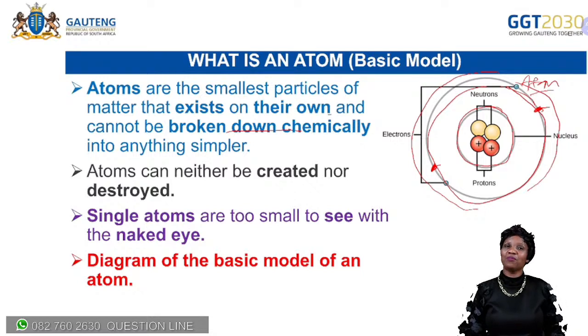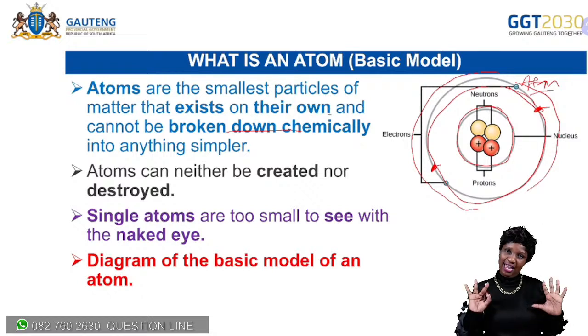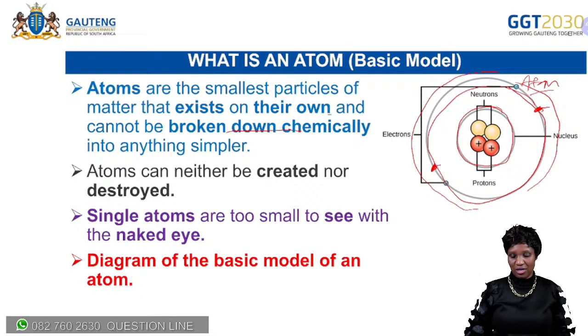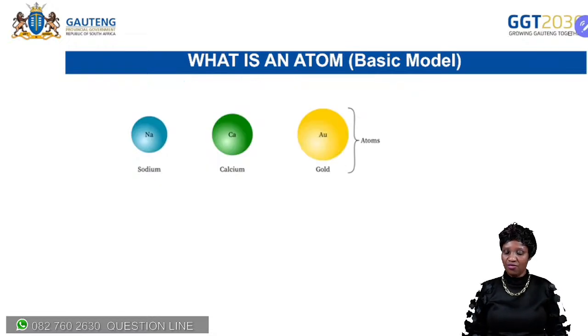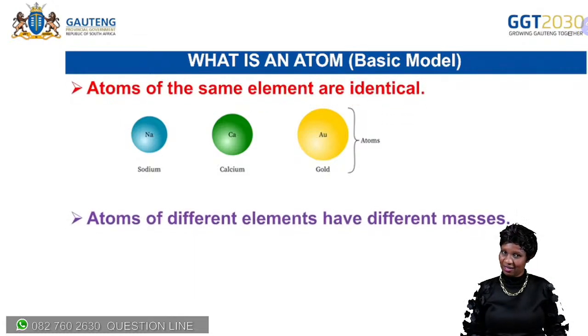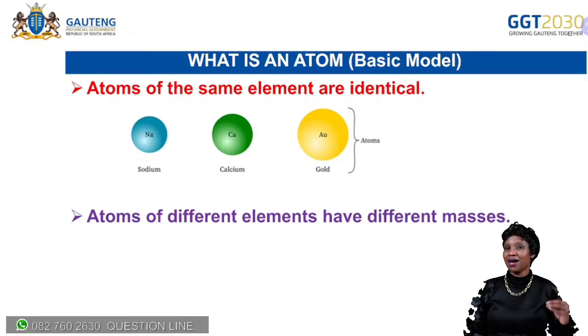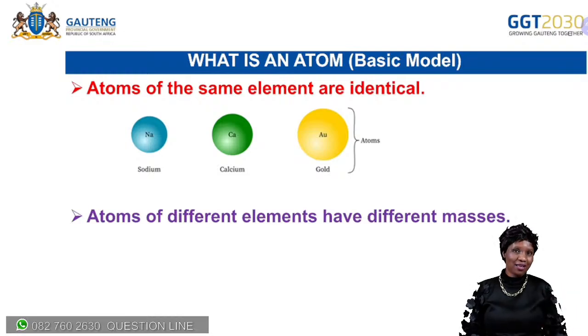In that level, that is the second energy level or the second shell, it can hold up to 8 electrons. All right. Good. Let's move on. And then atoms of the same element are identical. We've got different elements, right? But the atoms of the same element are identical, or they are the same.